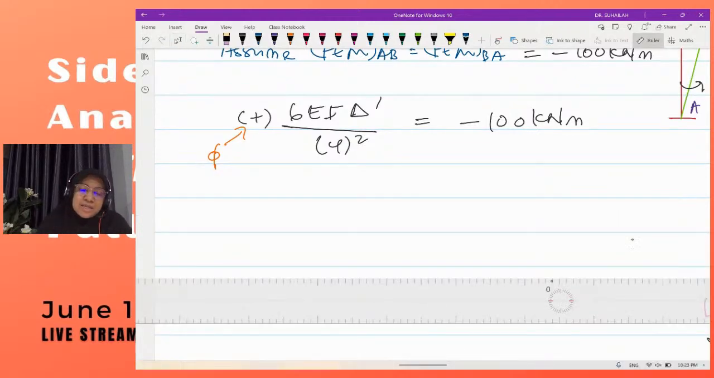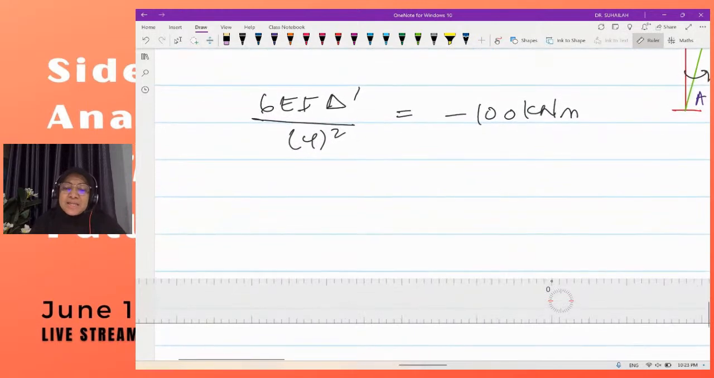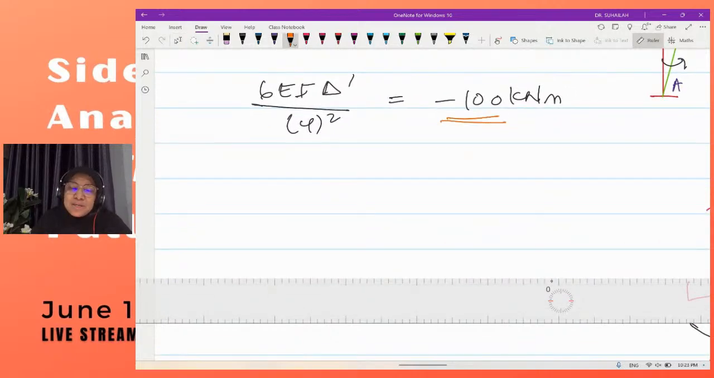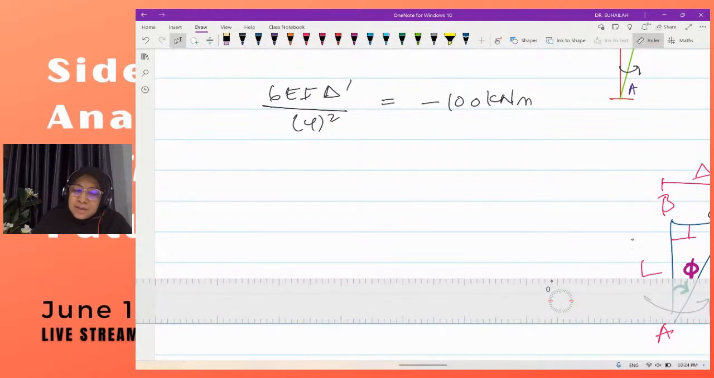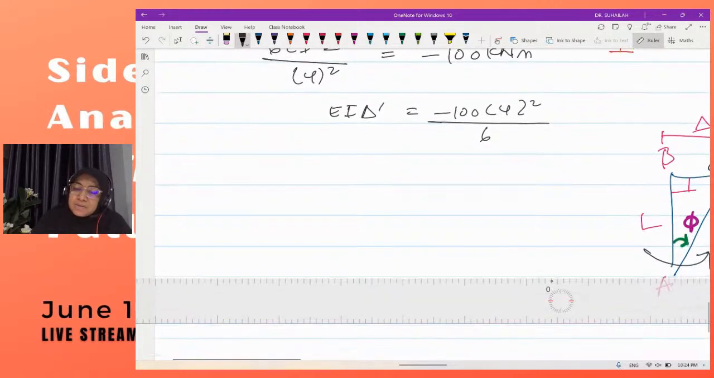This one, actually, it is okay not to put it, but in some cases you have to put the angle. So assuming that this is positive, it is okay not to put it. It is 6EI delta prime over L squared equals negative 100. So 100 is the assumption and then we apply the formula. We will calculate the EI delta prime value. So this is negative 100 times 4 squared divided by 6. So what do we get?